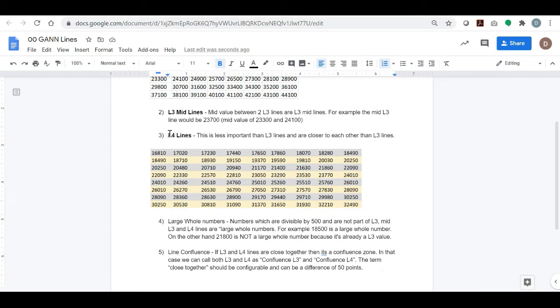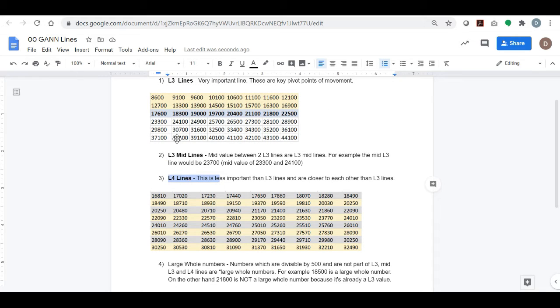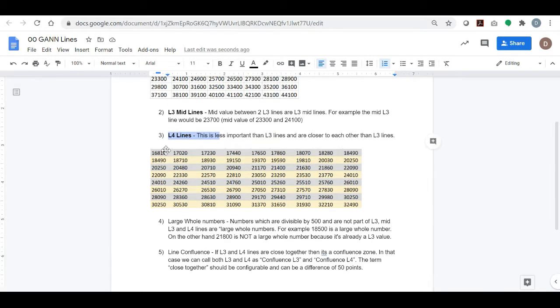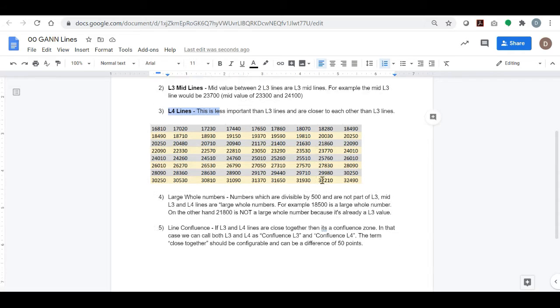Then there are L4 lines. L4 lines are fairly close to each other. They are generally used either for stop gain or stop loss, or they are also used as a confluence. When it is close to L3, then we take a position. Again, these numbers of L4 are always fixed.